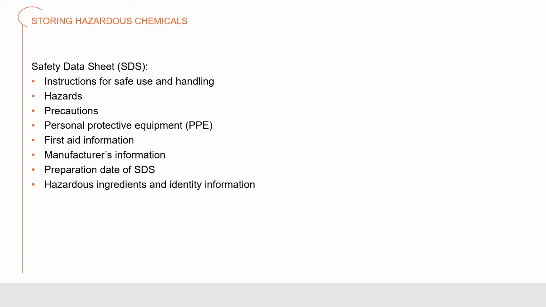The information contained in the safety data sheets includes instructions for safe use and handling, physical, health, fire, and reactivity hazards, precautions, personal protective equipment or PPE to wear when using the chemical, first aid information and steps to take in an emergency, manufacturer's name, address, and phone number, preparation date of the SDS, and hazardous ingredients and identity information.